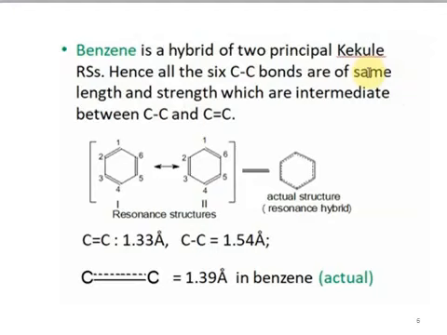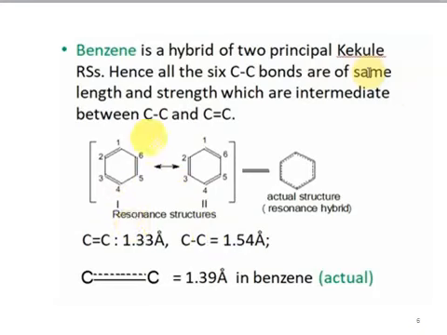So if you calculate the carbon-carbon length, right, the carbon-carbon double bond length for a typical molecule is 1.33 angstrom, and in case you have a carbon-carbon single bond, then the bond length is 1.54 angstrom. But in case of benzene, all of these 6 carbon-carbon bonds are equal to 1.39 angstrom, right? So this is slightly larger than the carbon-carbon double bond, but this is very, very smaller than the carbon-carbon single bond, right?